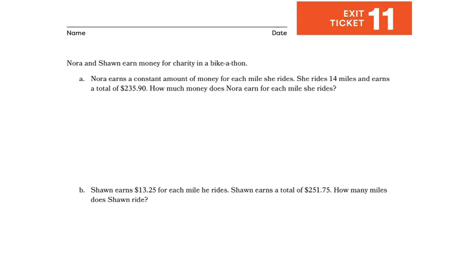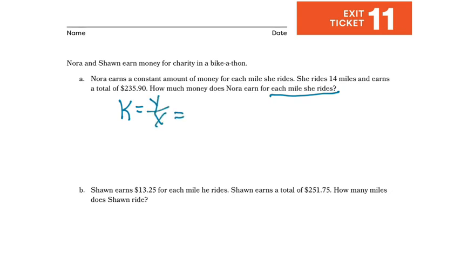Now for the exit ticket for lesson 11, these numbers right here, we're going to be looking to find. It says Nora earns a constant amount of money for each mile she rides. She rides 14 miles and earns a total of $235. How much money does she earn for each mile? That means unit rate. So we're trying to find a constant proportionality. So K is equal to Y over X again.